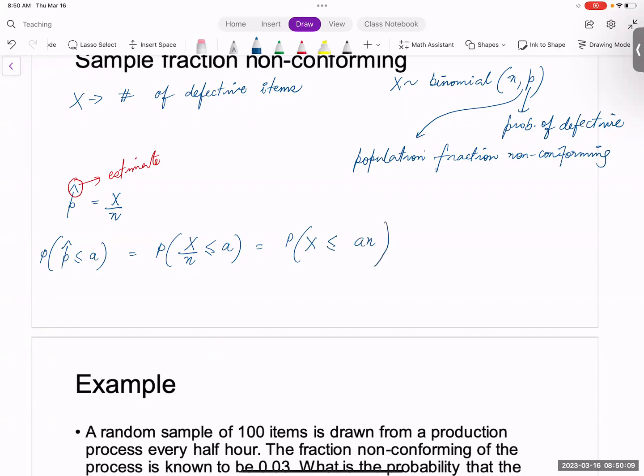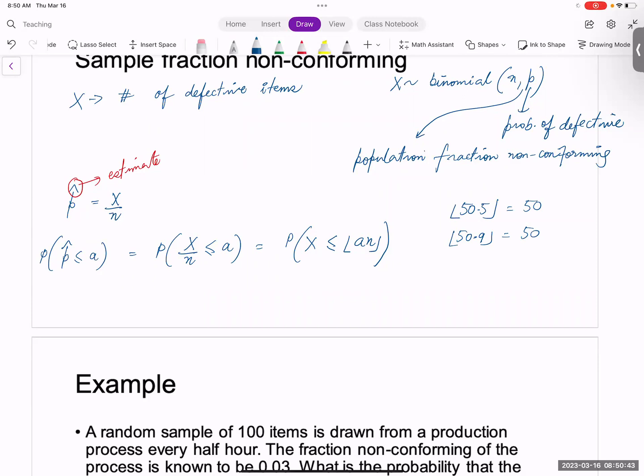Now here's the trick. The problem here is that a times n could be a decimal, right? But x cannot be a decimal because x is the number of defective items. So what we do here is we do an adjustment by taking a floor of an, right? So floor is basically saying that if you have a number 50.5, floor will give you 50. If you have a number 50.9, the floor will also give you 50, right?